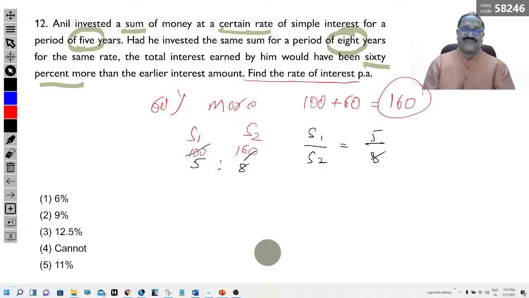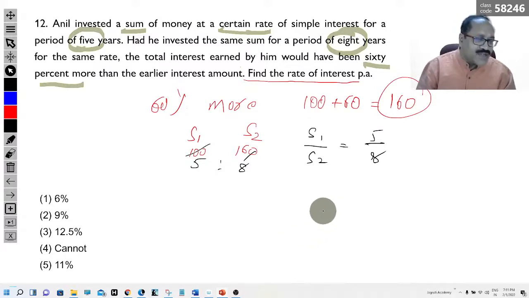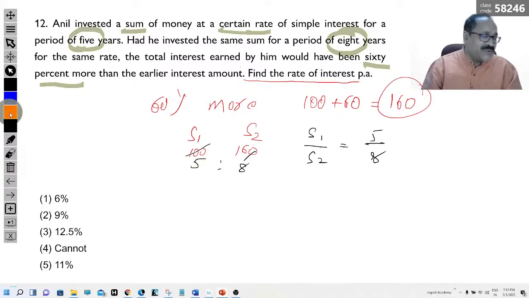Use this ratio to get the answer. Use this ratio. Come on. Cannot be determined. Arey wow. So what a sharpness, Aman.